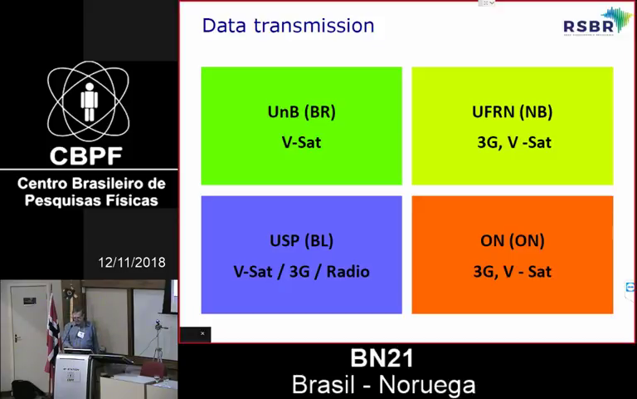You are now improving UFRN. Quite a few of their stations are still not online, but from the end of this year, all the stations will be online. You have money for that. You are already installing those. USP uses a combination of satellite, 3G, and radio. ON is using 3G and satellite.